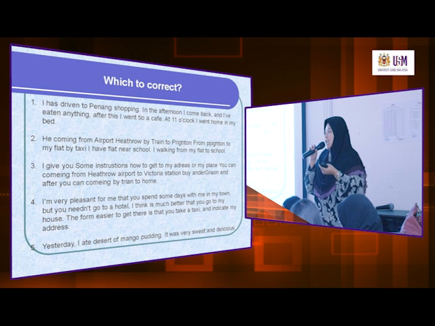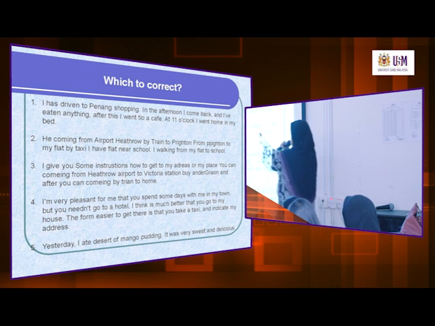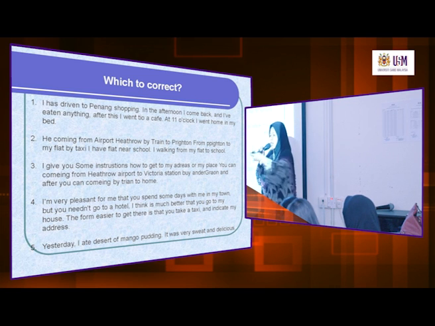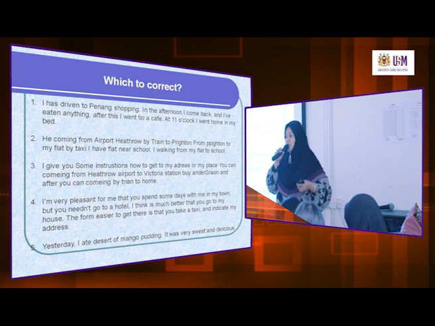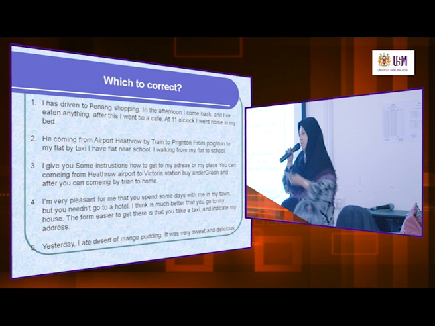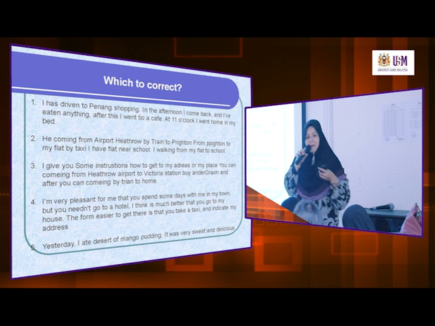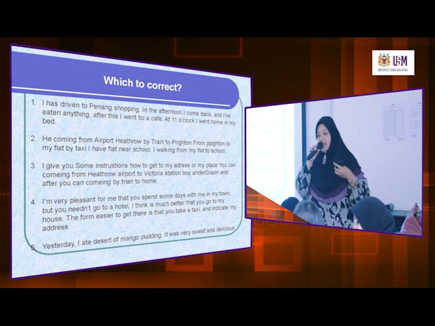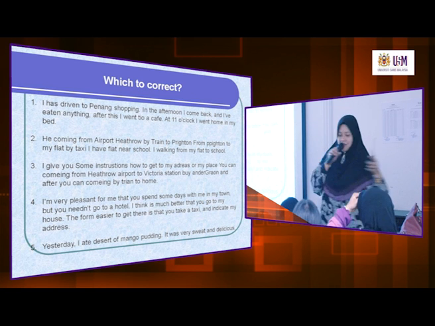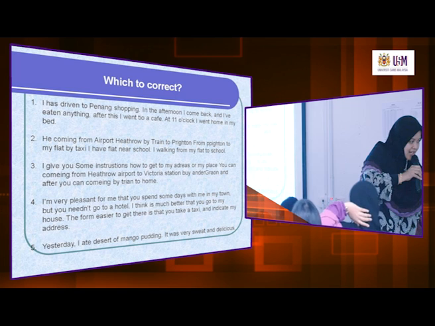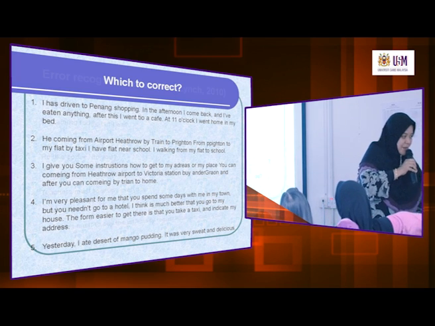Okay. Again, it depends on your language focus. If you are looking at sentence structure, then the spelling can be ignored. Like the first one, you can ignore the airport Heathrow because you're looking at verbs. If you're looking at spelling, then you have to include that. Okay, it depends on the focus of the correction. Okay? Alright, very well done. Everyone is alert. So, before we end our class, let's have a look at this one.